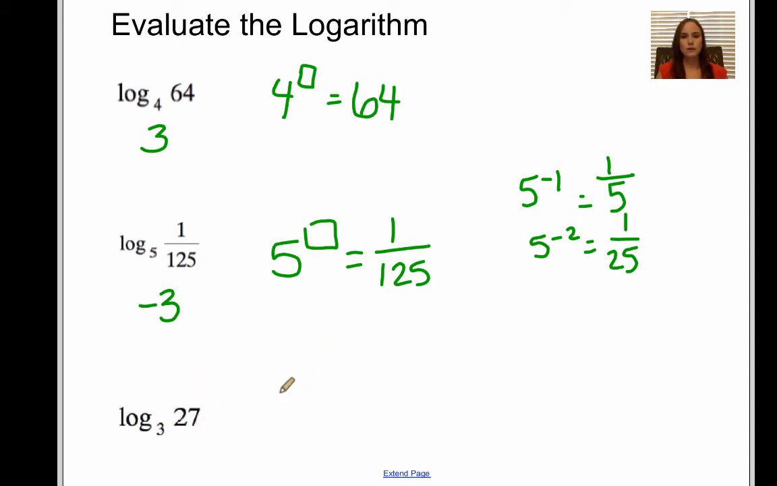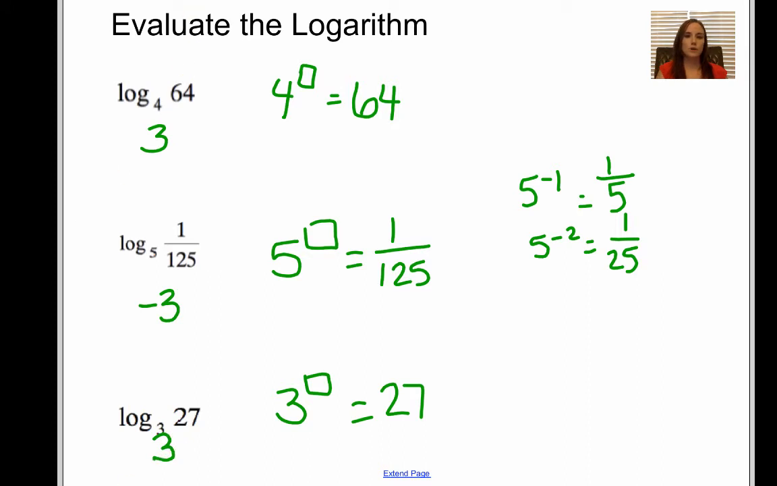And this one, 3 to some power is equal to 27. What power do I raise 3 to get 27? Well, 3 times 3 times 3. So 3 cubed. The answer here is 3.